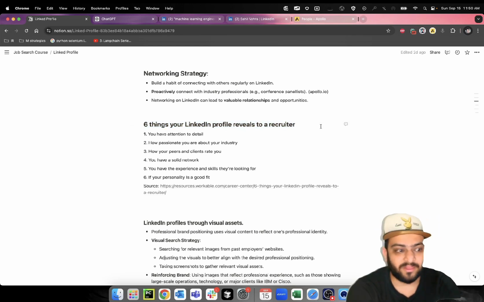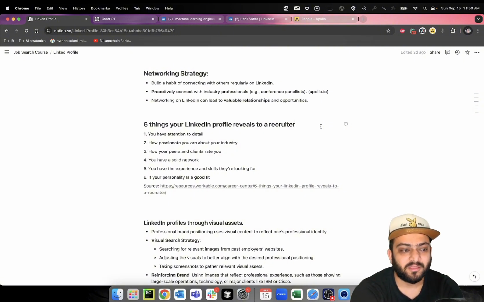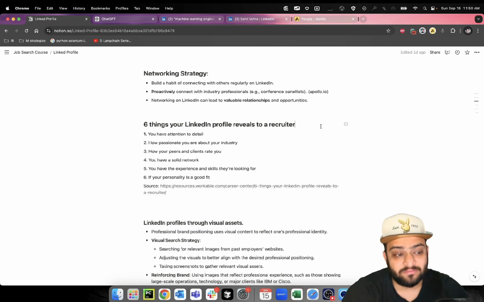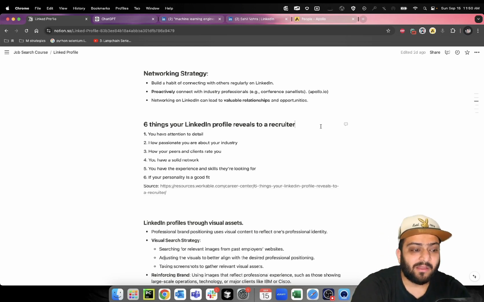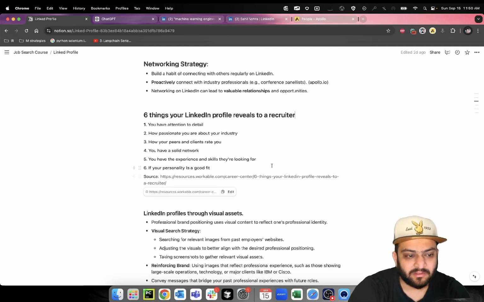Let's say if you have well maintained your profile, then in that case, it would tell the recruiter that you put good attention to detail, how passionate you are in your industry, how your peers and clients rate you, and that you have a solid network, the experience and skills they were looking for, and your personality is a good fit. So these are the 6 skills, and I recommend you go to this URL and read.